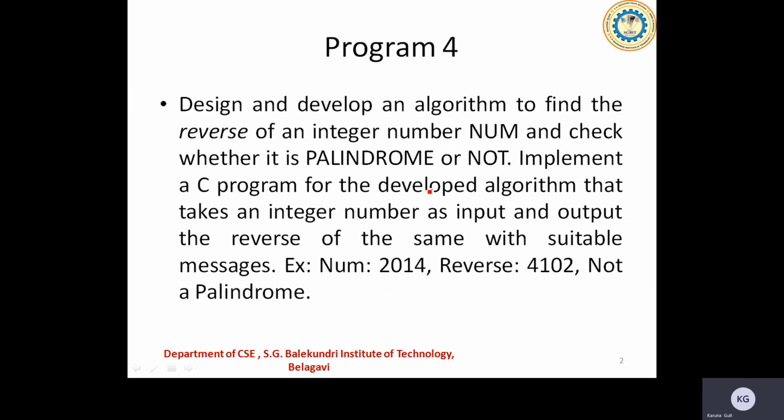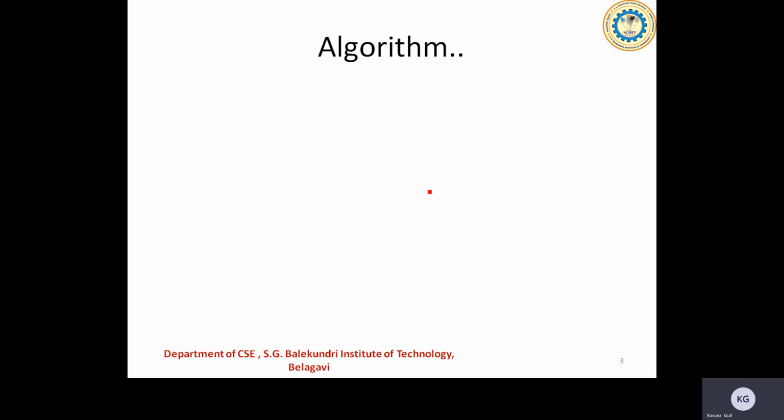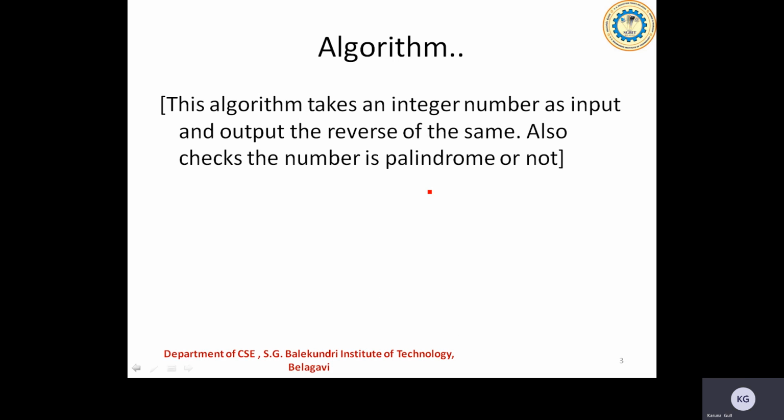To talk about the same thing, I'll first talk about the algorithm related to it. This algorithm takes an integer number as input, that we have to remember here. As output, first we have to reverse the given number, then check whether the reversed number is equivalent to the read integer or not. If it is the same, then I say it's a palindrome, otherwise it's not a palindrome.